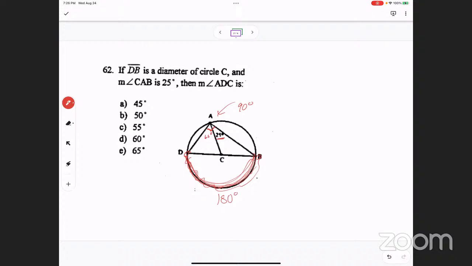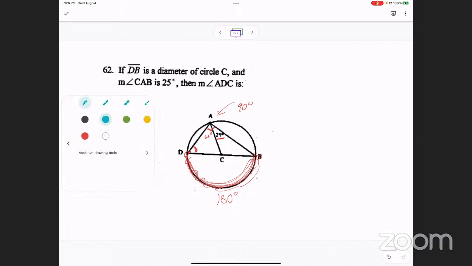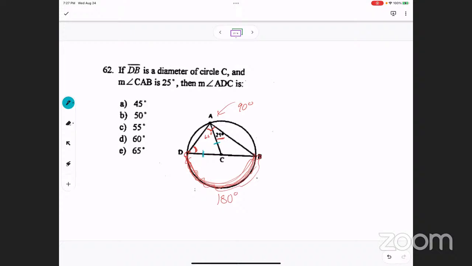Okay, so that is the angle, but they don't want that angle. They want this angle here, ADC. So what else can we do? Oh, I know. These two sides right here are both radii, so they're equal to each other, right? And since that's an isosceles triangle, what do you know about these two angles here and here? They have to be equal as well. So these two are equal, which means the answer is 65.